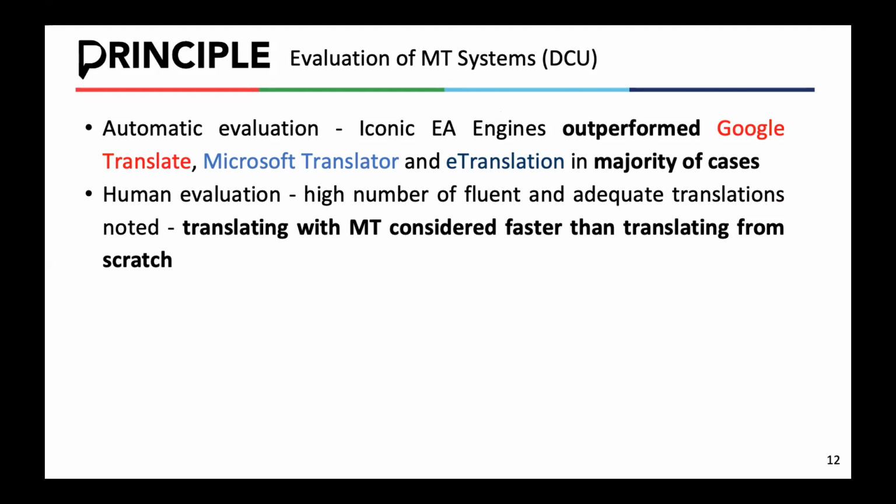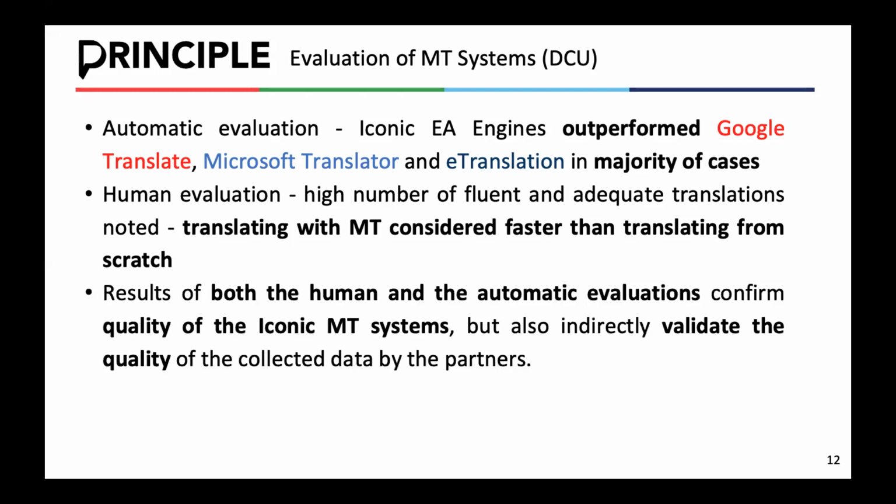The human evaluation then, once we did that, so we were working directly with the translators on the output, there was a high number of fluent and adequate translations noted. Also, one thing that came out was it was considered to be faster if you worked with output from a machine translation system rather than starting from scratch. So I think this was touched on earlier as well. Teresa had sort of alluded to it.